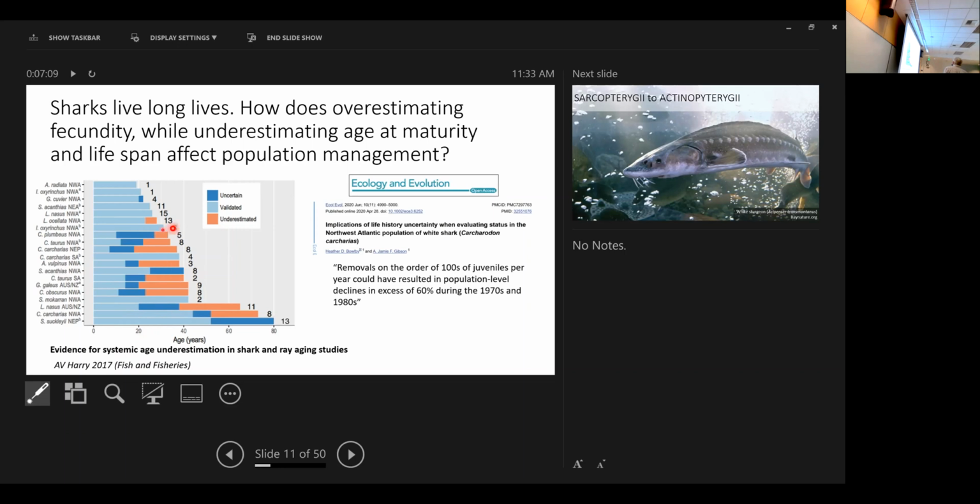So what they found is that a lot of these animals are very underestimated. Like let's take C. carcharias here. Those are the white sharks. So they were underestimating the age of the population almost by half. And that can have really devastating effects on your evaluation of the sustainability of the stock and whether you can actually manage a fishery for it.